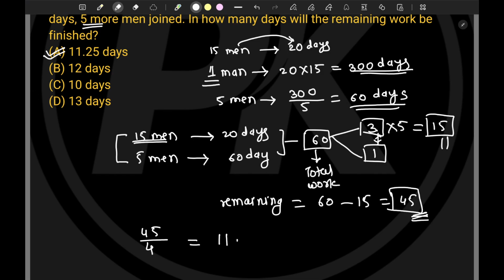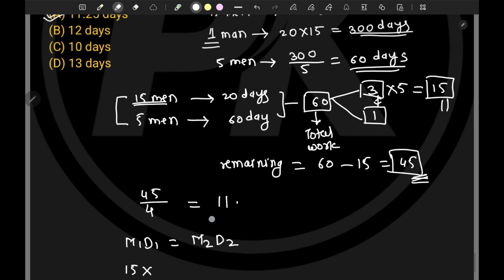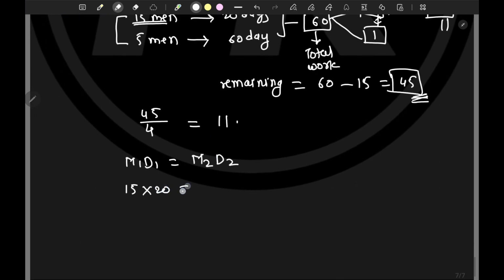So there is another way to solve this problem. For now I'm just writing it here, but in coming time we are going to see that. So here m1 d1 equals m2 d2 is the logic. How many men were working for the first time? 15 men. For how many days were they working? They were working for 20 days.